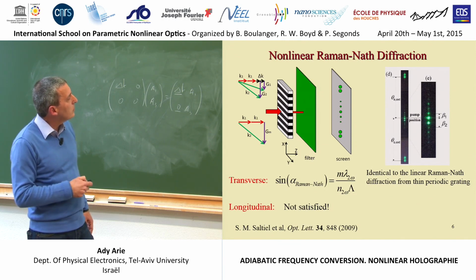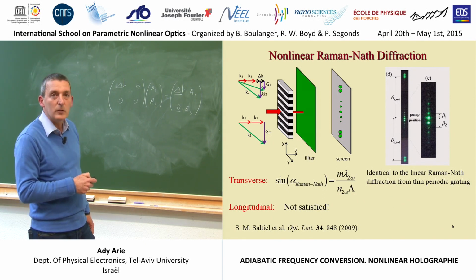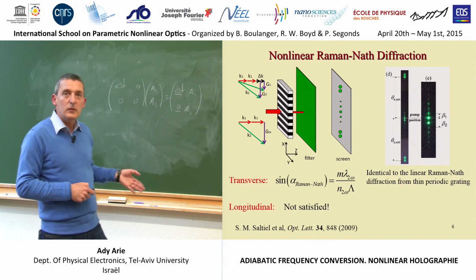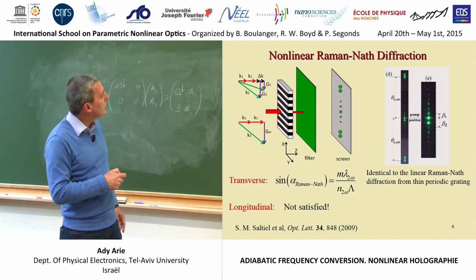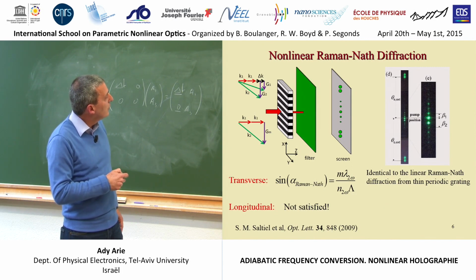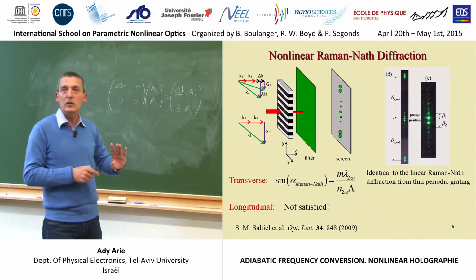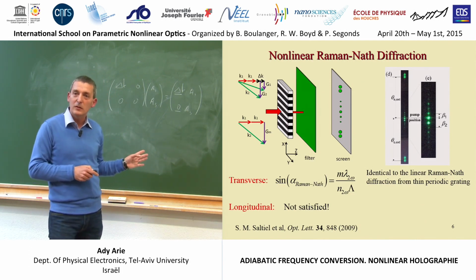transverse condition. This means that the projection of K2 in this direction is a K vector of the crystal. So it could be first order, second order. This is why we have several points. But we don't satisfy the other condition: the projection of K2 in this direction is not 2K1. So this is not a phase match process.